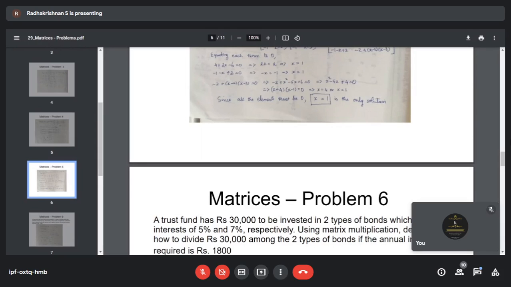Next, if you invest in the first fund it is 5%, in the second it is 7%, so 5% and 7% are the interest rates. That will be a column matrix, because only then can we multiply. So if the first one is a row matrix, the second one has to be a column matrix. Then you multiply the two matrices and equate it to 1,800. So you determine x from that. Please try to solve it. It's not difficult.